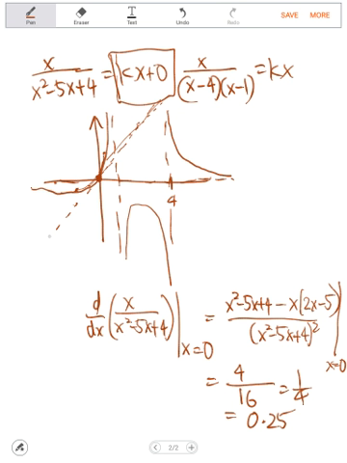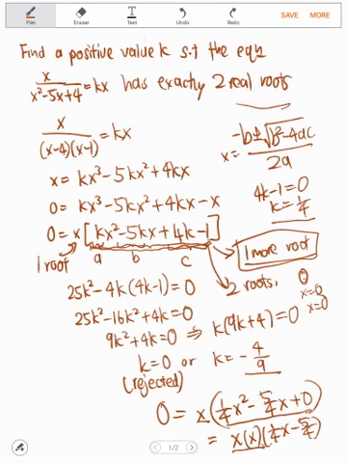That's the gradient of this tangent line, which cuts the curve twice, once here and once here. So exactly 2 real roots, and therefore the k value that we have should be 0.25. The gradient of the line is the same as the gradient of the curve at the origin, so it touches it only once. So that's the explanation, that k equals 0.25 is the solution to the question.